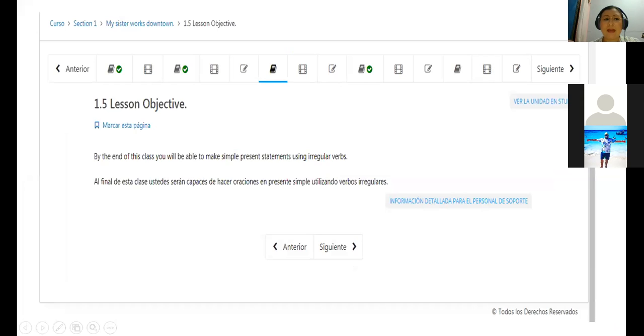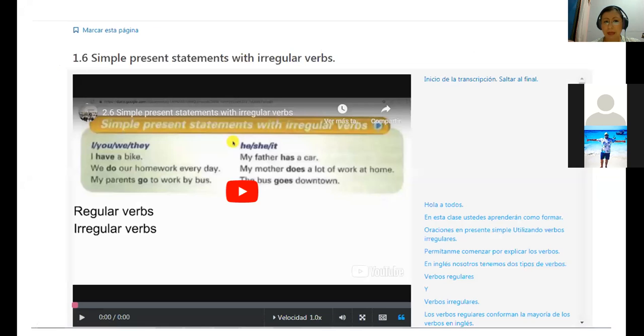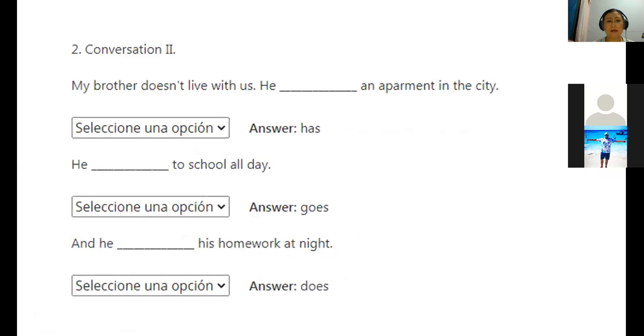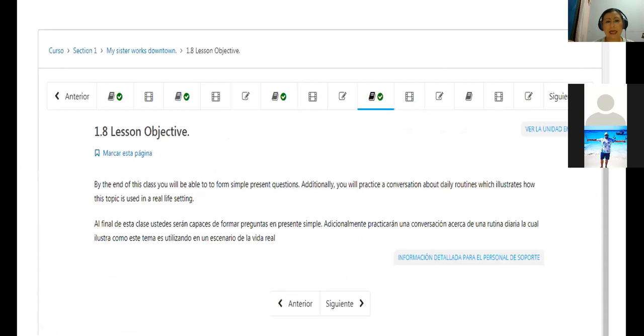The lesson objective is 1.5, which says: by the end of this class, you will be able to make simple present statements using irregular verbs. In the platform, you basically have a video that explains the difference between regular and irregular verbs. So today we are going to work on that, and I will provide you additional material to study regular and irregular verbs. Then we will go to 1.7 knowledge check, so we are going to come back here later.